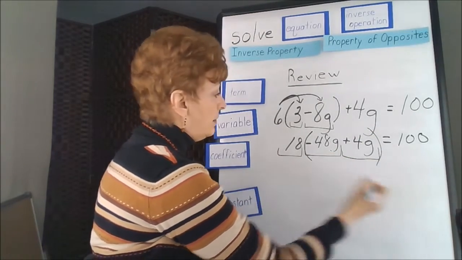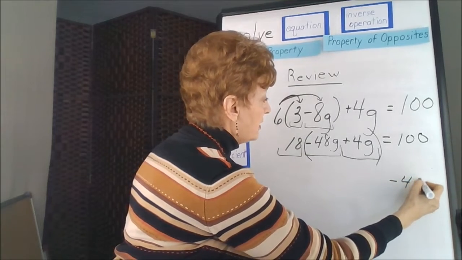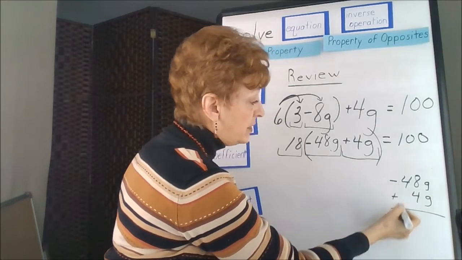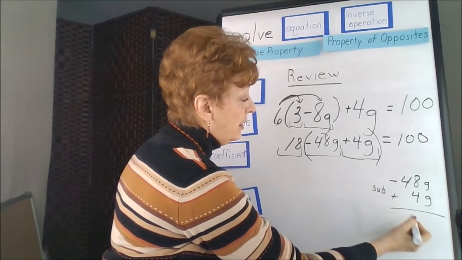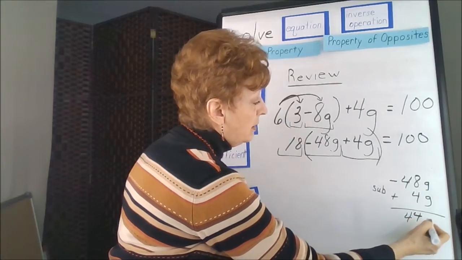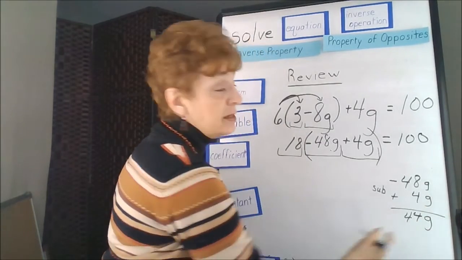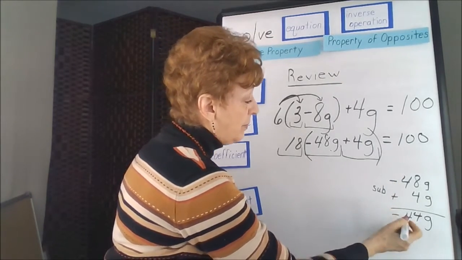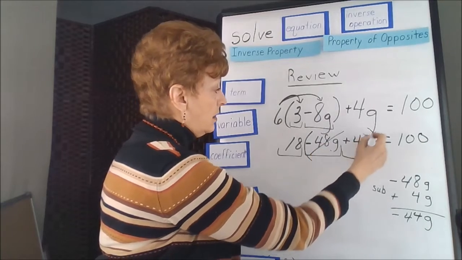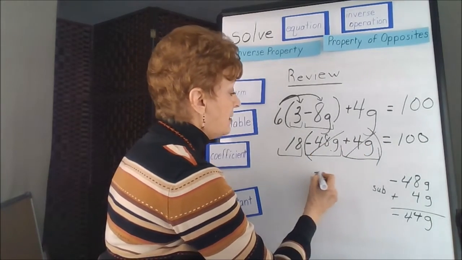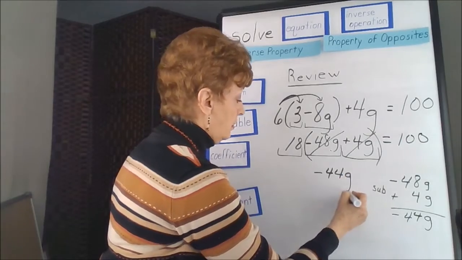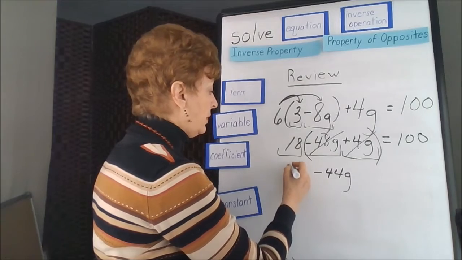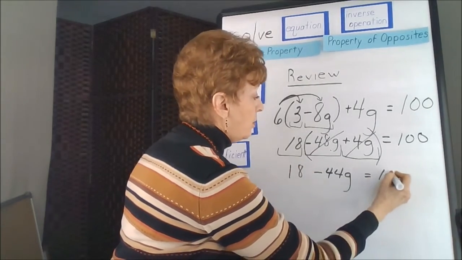So negative 48 and a positive 4g. My signs are different, so I'm going to subtract them. This comes to be 44g. The g is a label in this case. The larger of the numerals is 48, so I'm going to copy its sign. So these 2 like terms join as a negative 44g. And I will copy the rest of my problem. 18 equals 100.